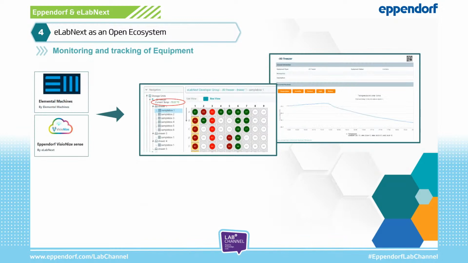So then monitoring and tracking of equipment. We offer the possibility to integrate sensors into the software in order for you to track the temperature over time of your storage units. For this, we have an integration or add-ons with Elemental Machines, as well as with Eppendorf Visionize Sense. Both of these tools will allow you to integrate their software into eLab so that you can have, as you can see in the picture on the left, an overview of the temperature at all times, and also over time, the picture on the right. When you go to the specific freezer, you can see the history of the temperature, how it was, maybe if I'm interested to know over the last week, has it been constant or was there an interruption or something.